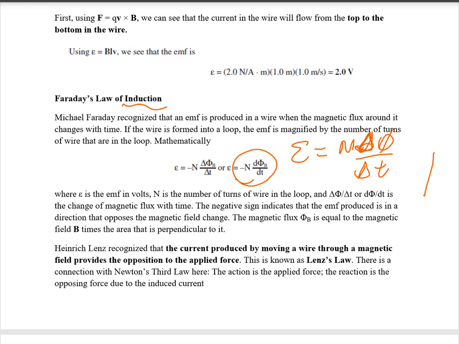And the direction of the induced EMF is determined by Lenz's law. He said that the induced EMF is flowing in the opposite direction to what? The input EMF. Therefore he makes what? He adds a minus sign.